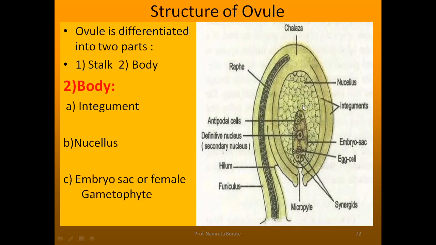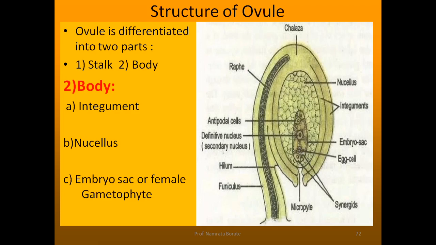The nucellus: the major portion of the body is occupied by the nucellus. The nucellus is made up of a mass of parenchymatous cells which are diploid in nature. It is equivalent to the megasporangium. One cell of the nucellus develops into the female gametophyte, or embryo sac.